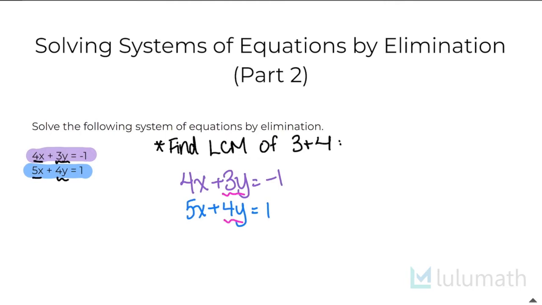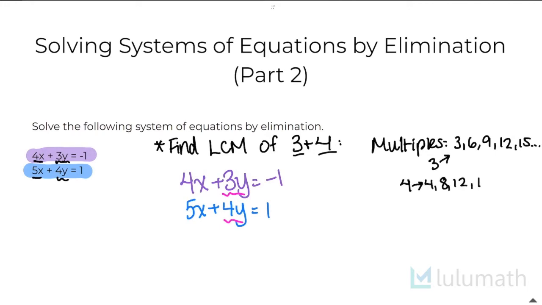Remember, the least common multiple means values that are multiples of 3 and 4 but have a common value. Some multiples of 3 would be 3, 6, 9, 12, 15, etc. Multiples of 4 would be 4, 8, 12, 16, 20, and so on. If you notice, our value of 12 is in common with both of them. So that's the smallest common multiple.